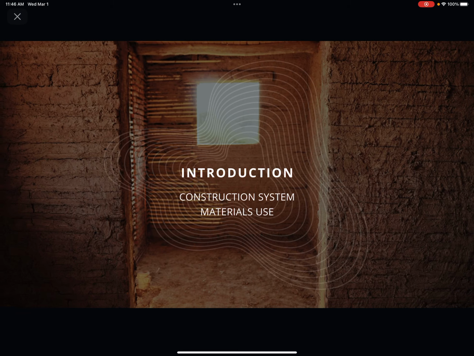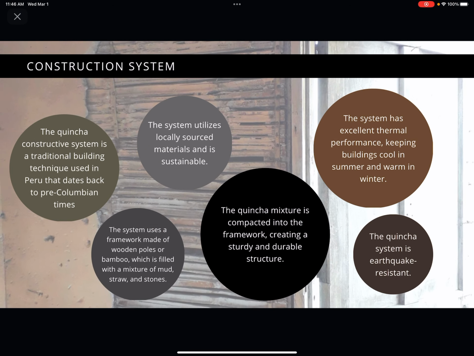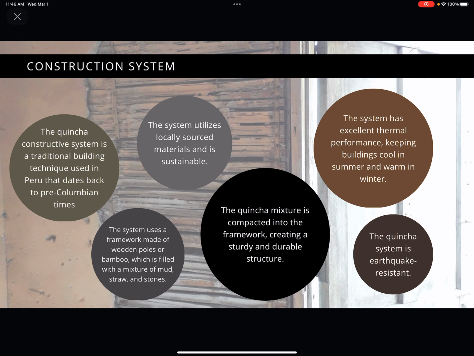So first, for the introduction, the construction system is traditional for South America and dates back from pre-Columbian times. This system uses frameworks of wood or bamboo that are then filled with a mixture of mud, straw, or stones. The materials used in these construction systems are locally sourced. This mixture of Quincha is then filled inside these frameworks and creates a sturdy and durable structure.